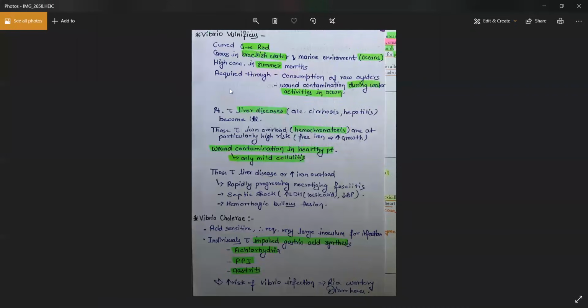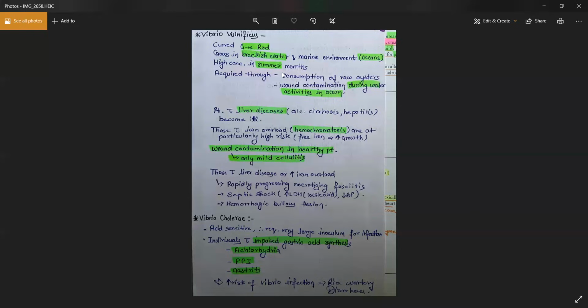Then apart from Vibrio cholerae, you need to know about Vibrio vulnificus. This is just another strain of Vibrio, and you will acquire the infection from brackish water, which is marine or ocean water. Most probably they will give you a patient having the disease in the summer, while doing a summer activity like rafting, or maybe boating. And generally it causes a skin infection.